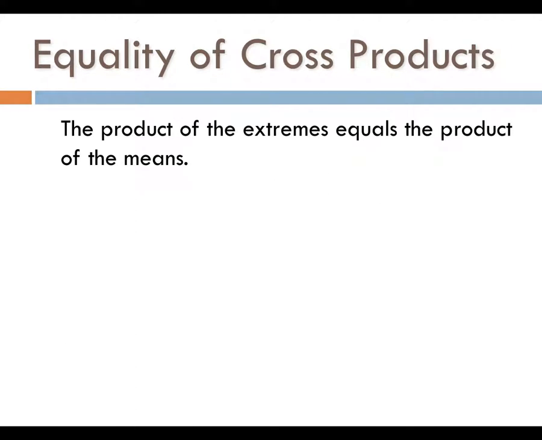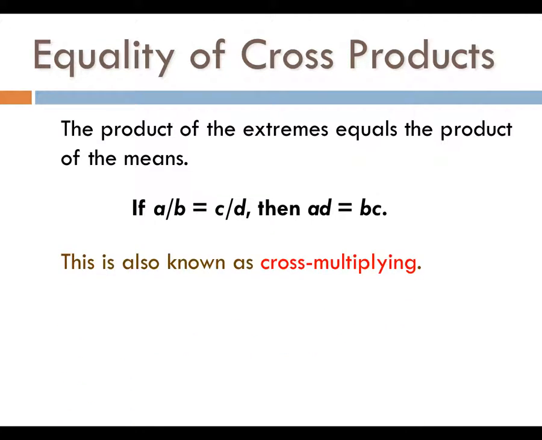And as Matt mentioned, when we multiply the extremes and the means, we get the equality of cross products, which you know is cross multiplying. So you multiply the means together, you multiply the extremes together, set them equal, sometimes have to solve.